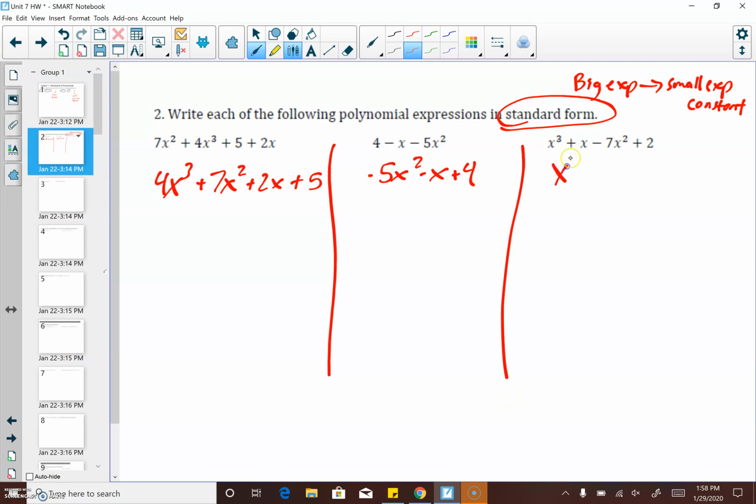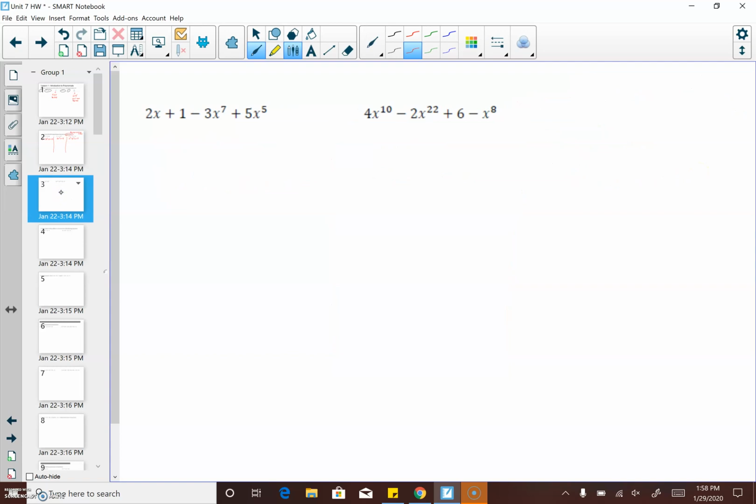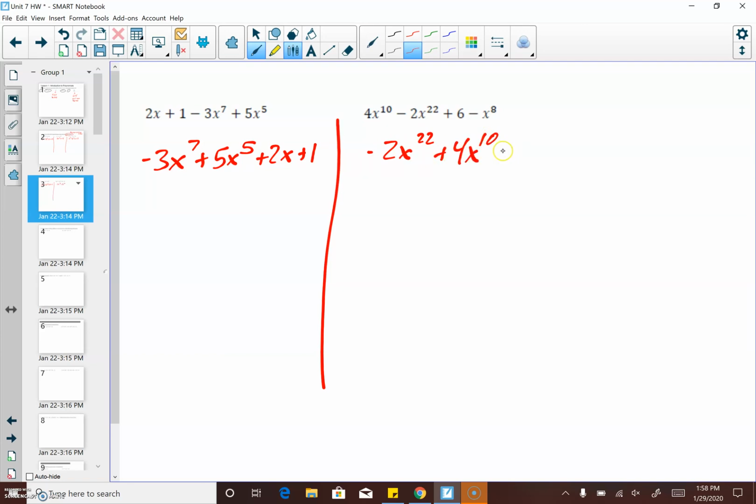In the last one, x cubed stays in the first part. Then it should be minus 7x squared, plus x, and plus 2. Underneath, I should be starting with negative 3x to the 7th, then plus 5x to the 5th, plus 2x, and plus 1. And then I should have negative 2x to the 22nd, plus 4x to the 10th, minus x to the 8th, and plus 6. So remember, for standard form, we are biggest exponent down to smallest exponent.